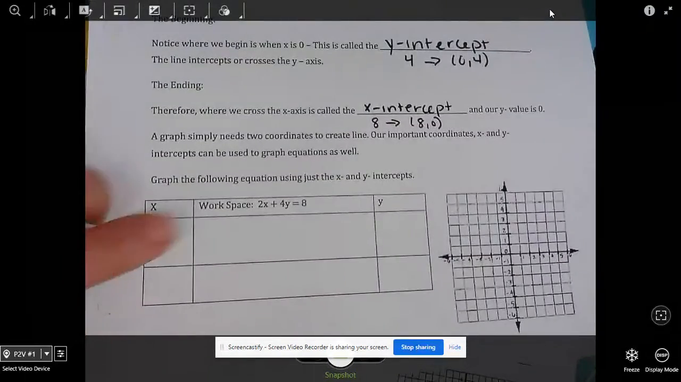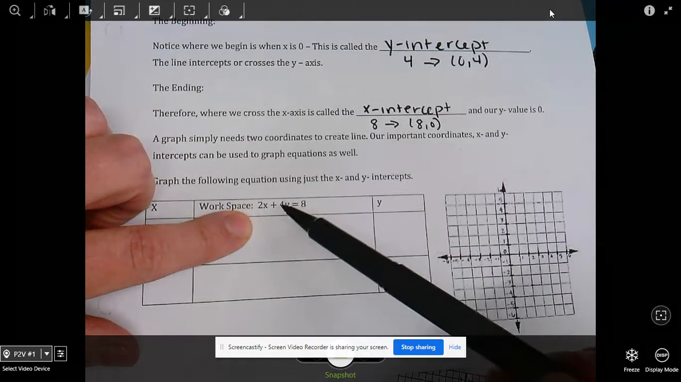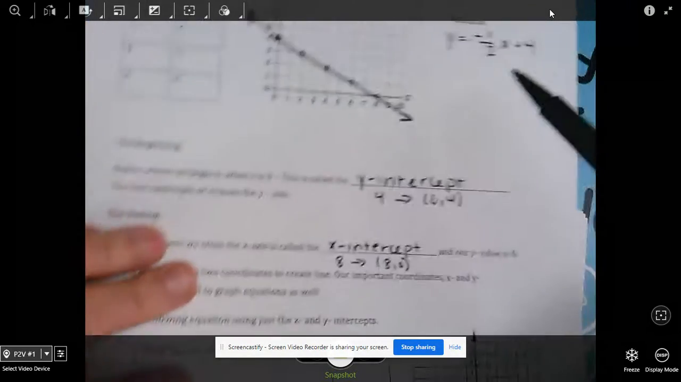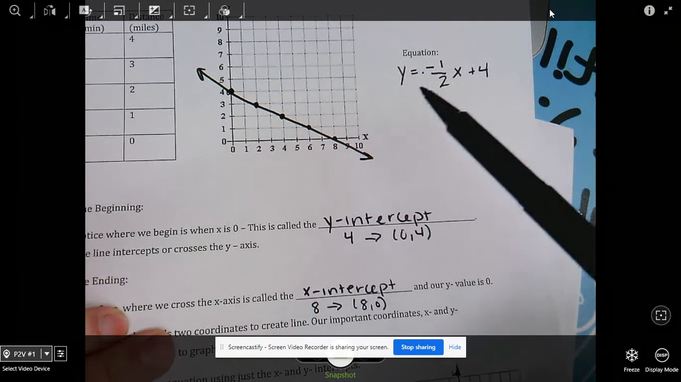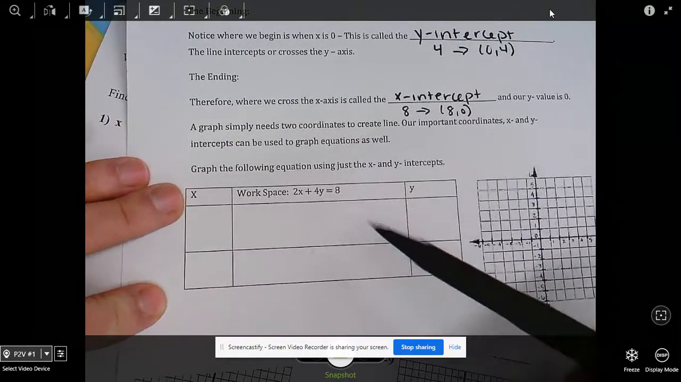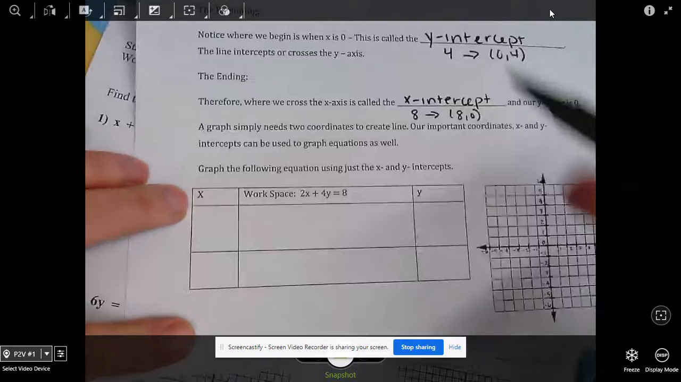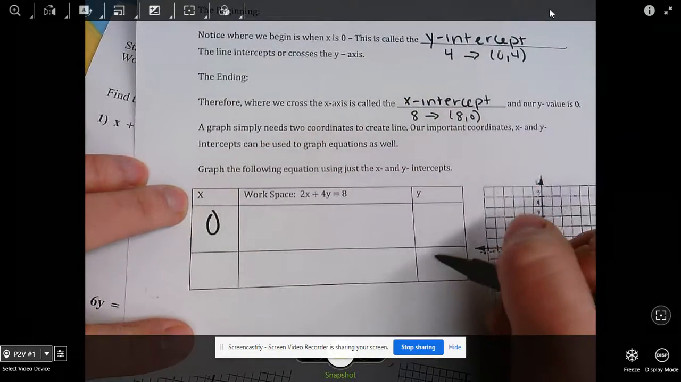So this is called standard form, when you have a number x plus a number y equaling a number. Here, this is also a linear equation. It's just not in standard form. This is in slope-intercept form. And we'll talk more about those forms in a minute. So when it is in standard form, intercepts are the best to use. So beginnings when x equals 0 and endings when y equals 0.